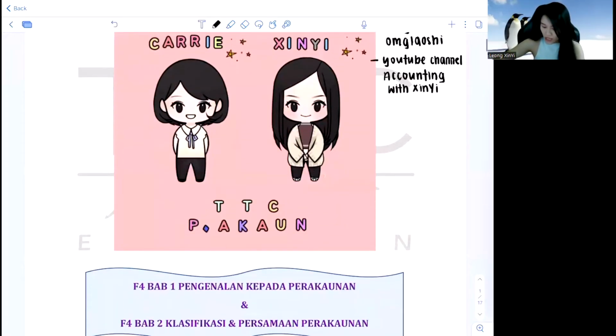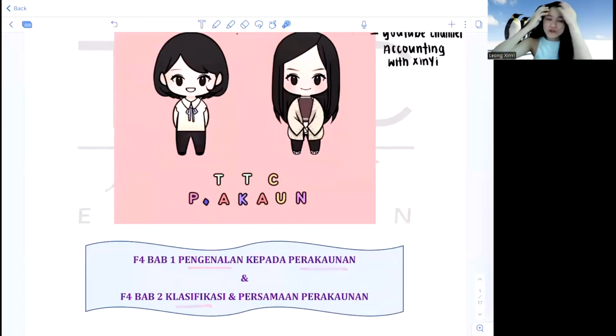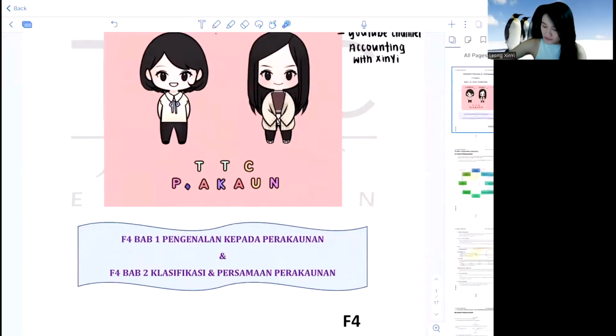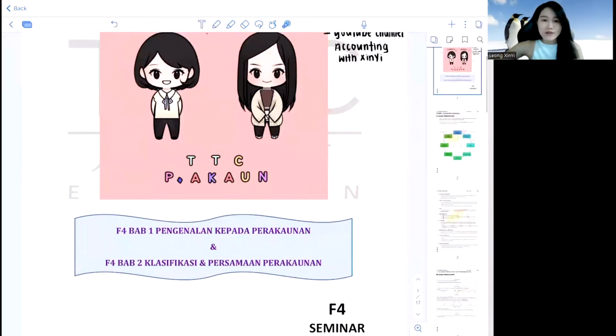So today we're going to be doing Bab 1, Pengenalan kepada Perakaunan and Klasifikasi. So for Bab 1, Pengenalan kepada Perakaunan, right? Actually, I only chose some important subtopics to cover. So it's not going to be the entire chapter, of course.